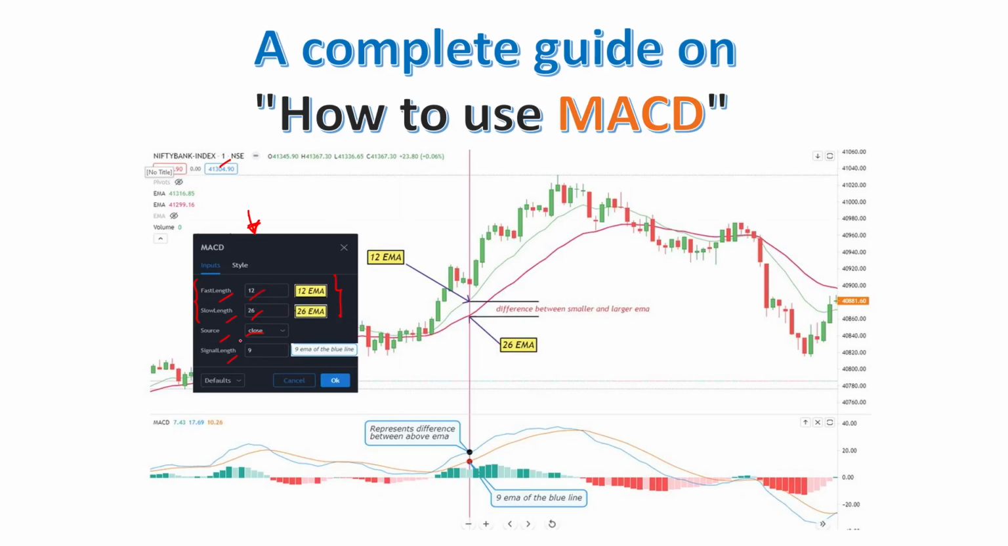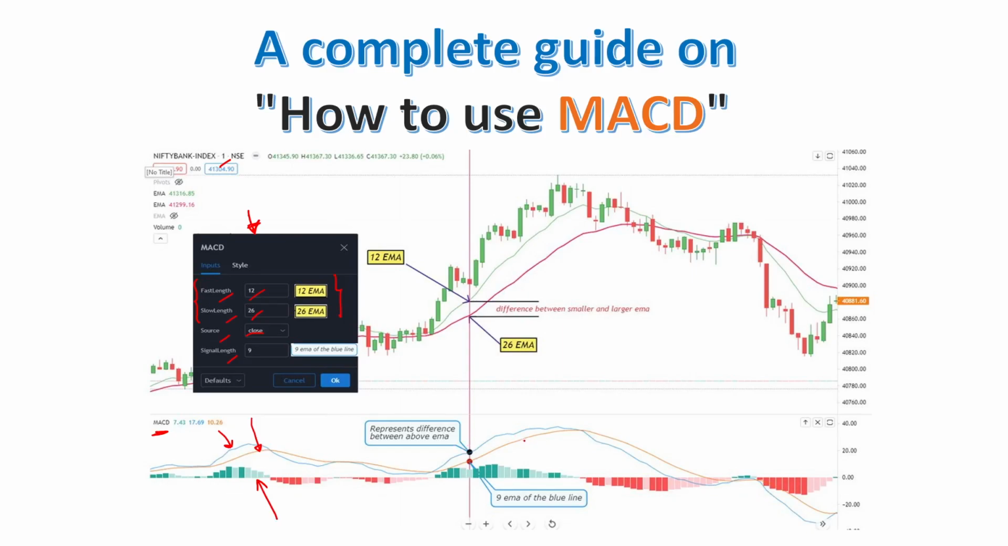Signal length is something that we'll talk about slightly after some time. Let's first understand this indicator MACD. We can see there are three main parts of MACD: one is the blue line, the other is the orange line, and the next is the histogram.